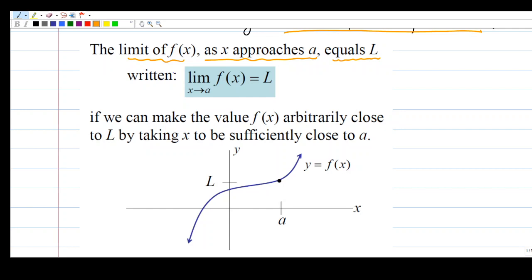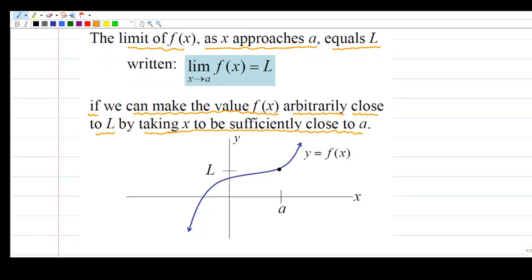This is true if we can make the value of f of x arbitrarily close to L by taking x to be sufficiently close to a.